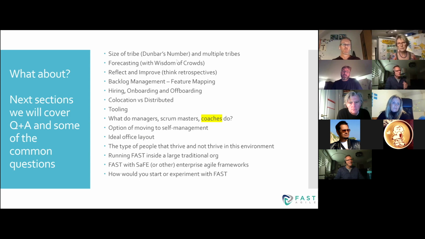So this notion of forming, storming, norming, performing, that's not true. And you can go Google that one. Tuckman was wrong. So I think Doc Norton talks about that. Yeah. And yeah, that model is not true.